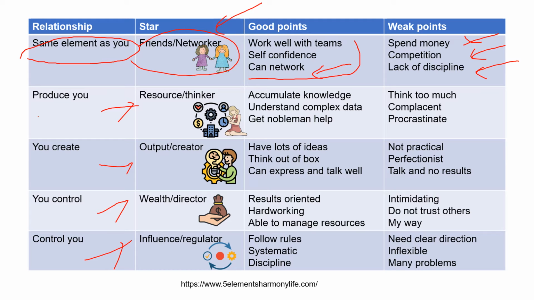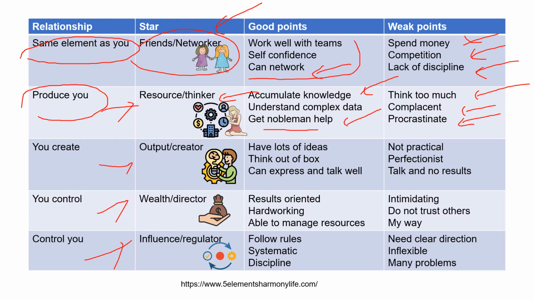If you have a lot of elements which produce you, such as a wood person who has a lot of water in the chart, it means that they become a thinker. They can accumulate a lot of knowledge and understand complex data because of the knowledge, and also because the elements produce them, they will get a nobleman's help. However, the weak point will be that they will think too much, because this is a thinking star. They tend to be complacent and procrastinate.